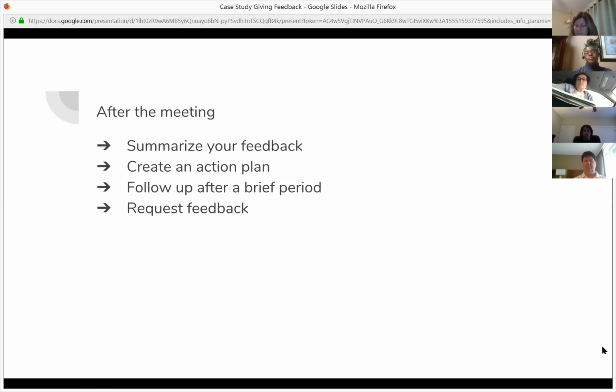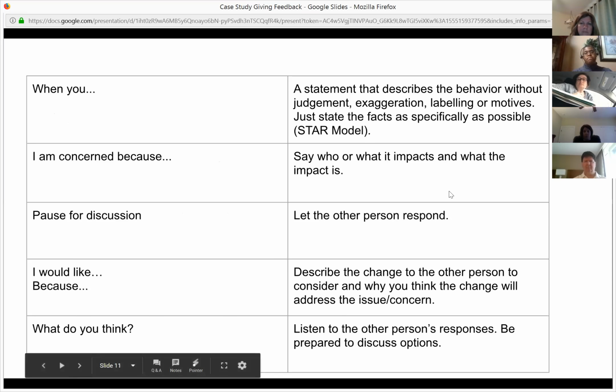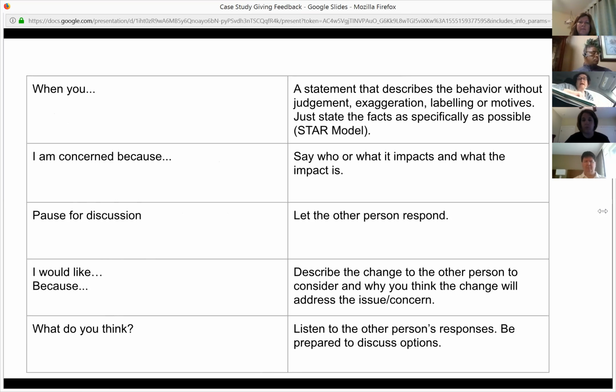After the meeting, we again summarize our feedback and look at creating an action plan. We begin to follow up based on the timeline, and then we request feedback. This is an overview, again using the STAR method, for the consultant as they prepare, and it can also be used as a tool to guide the meeting. This graphic gives, on the left side, the consultant some ideas to lead the conversation, and on the right you have the hopeful outcomes.